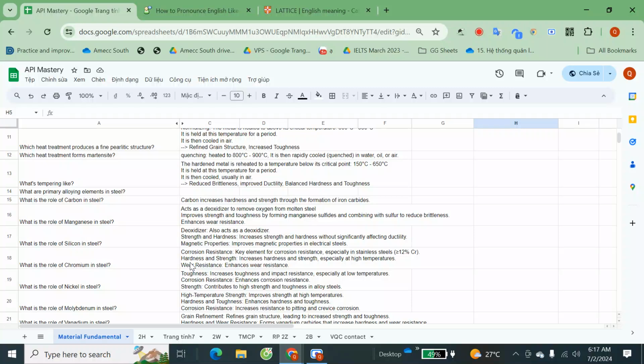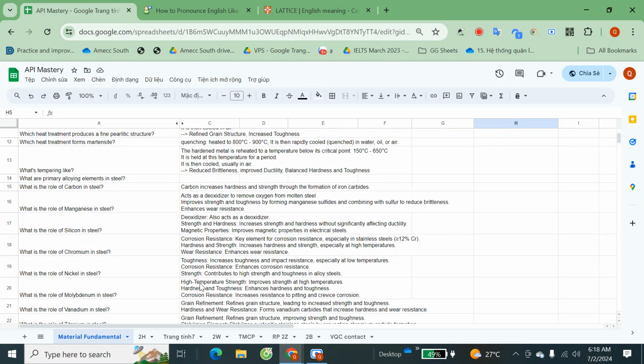What is the role of chromium in steel? Corrosion resistance. Key element to corrosion resistance, especially in stainless steel, equal or greater than 12% chromium. Hardness and strength. Increases hardness and strength, especially at high temperatures. Wear resistance. Enhances wear resistance.